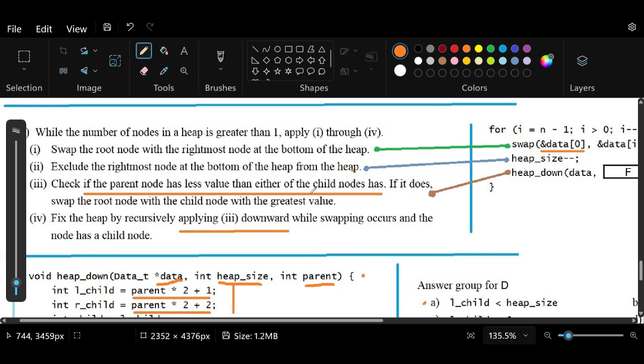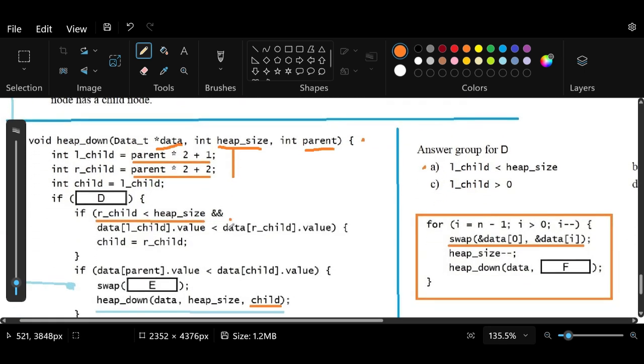Now, in this case, the third one here is saying that check if the parent node has less value than either of the child nodes. Okay, so what that means is if the parent's value is less than either of the child, then we get the value that has the highest among the children. Okay, and so that's when we go and do the heap down function. And then for the fourth step, we have to apply downward again from the third step. Okay, so we do that recursively, and so that part about doing that recursively, I think, is also key, because if you look at the function, there will be a part here where you got the heap down being called again, right? And it's this one.